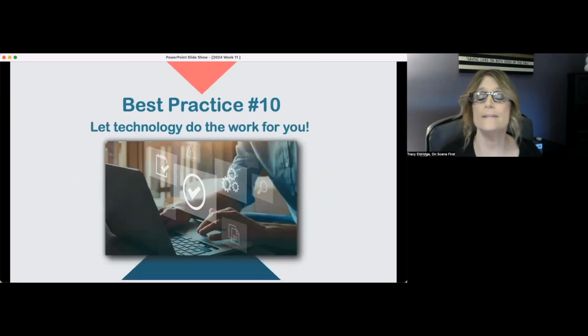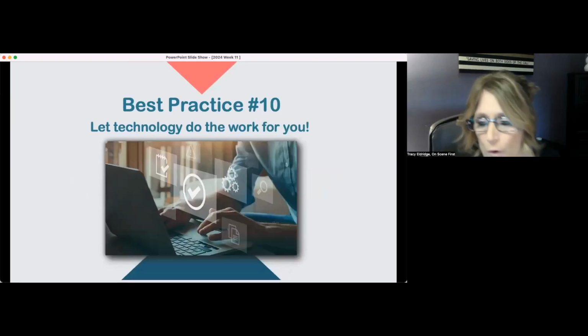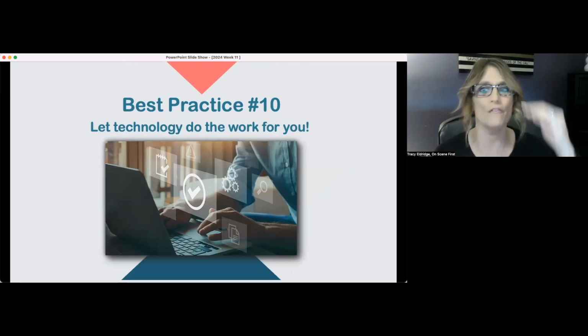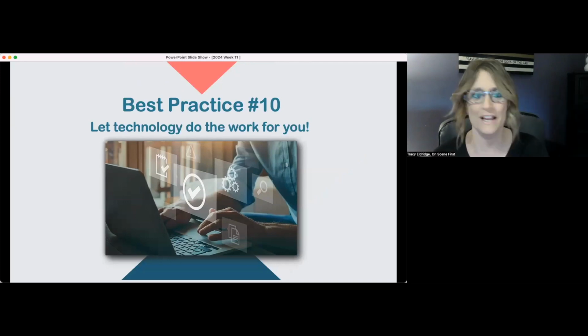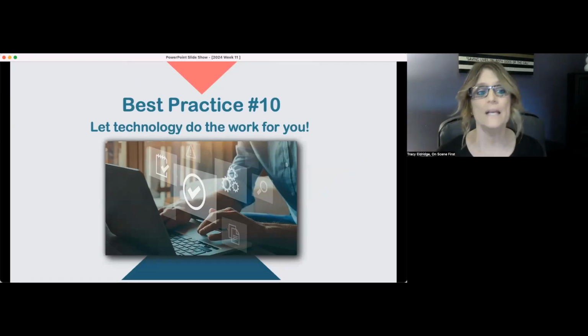And number 10, let technology do the work for you. The first thing I'm thinking of is what I was talking about at the beginning of this presentation. I literally said the word for the company that is recording said information right now, and it responded to me in the chat. Mind blown, right?